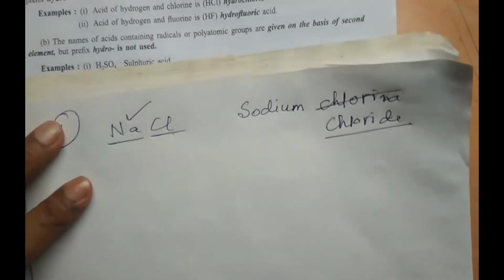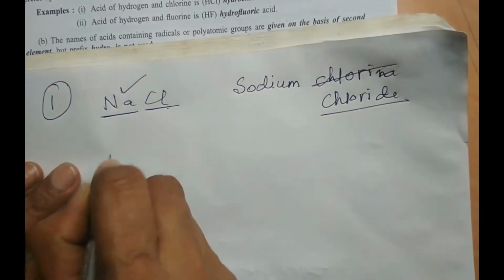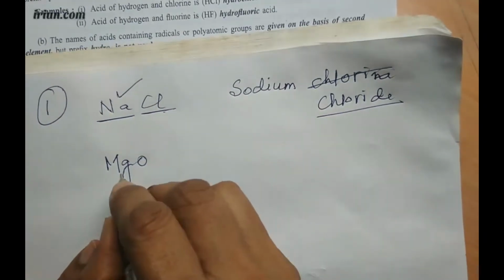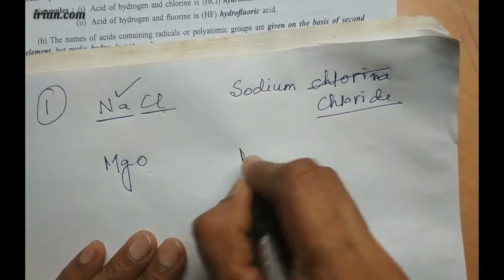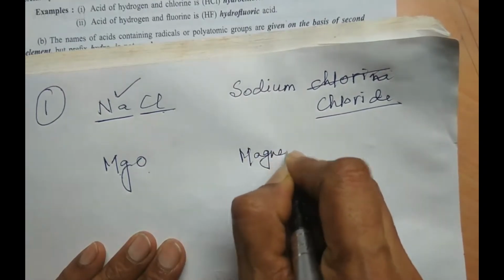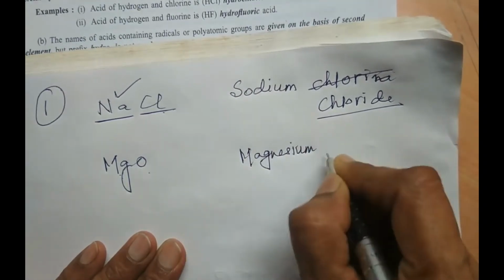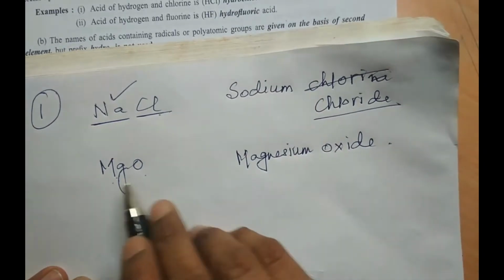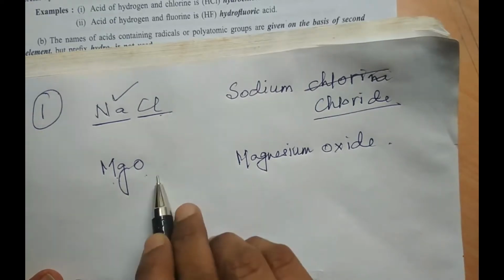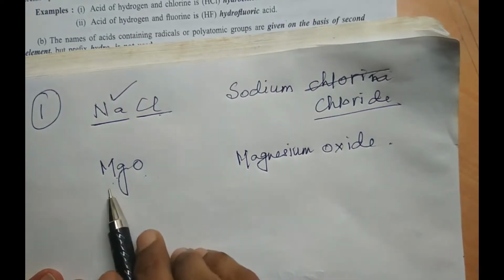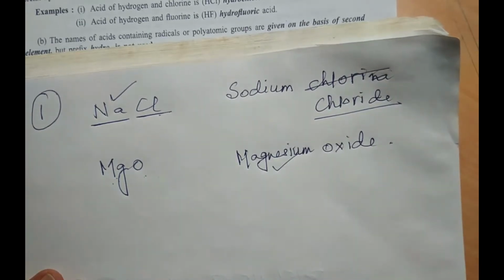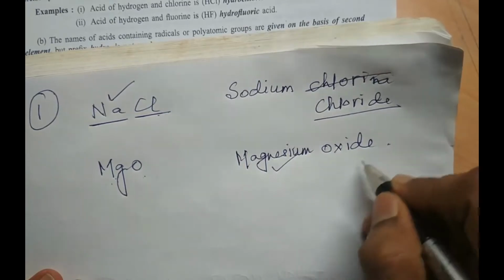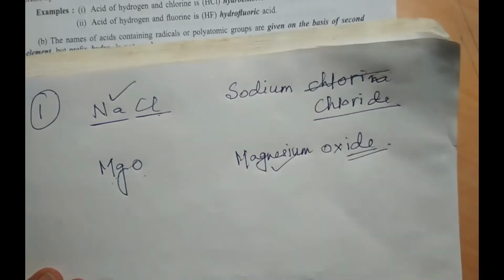Next is MgO. Then what will you write for this? Since again it is a metal and non-metal, you will write magnesium oxide. Okay. So whenever a metal and a non-metal are within the compound, that is a binary compound, at that time first you will write the name of the metal as it is, but with the non-metallic part or the negative ion part, what will you do? You will add IDE. Okay.